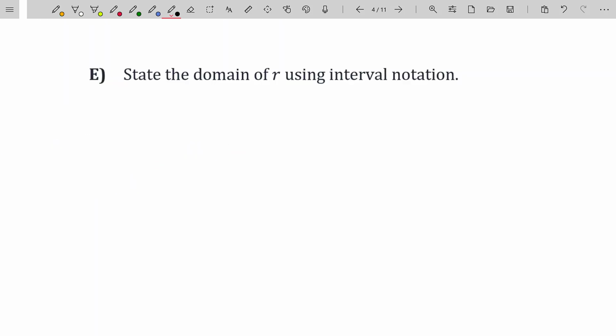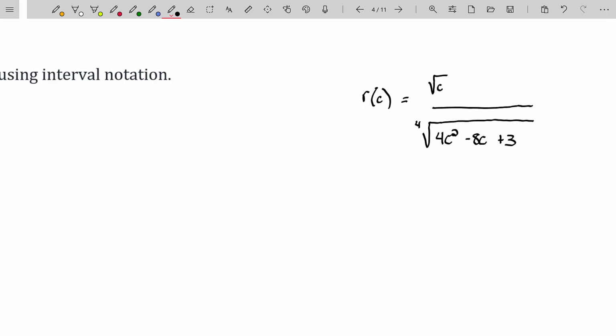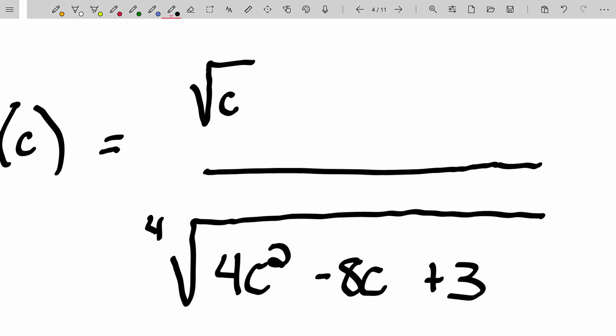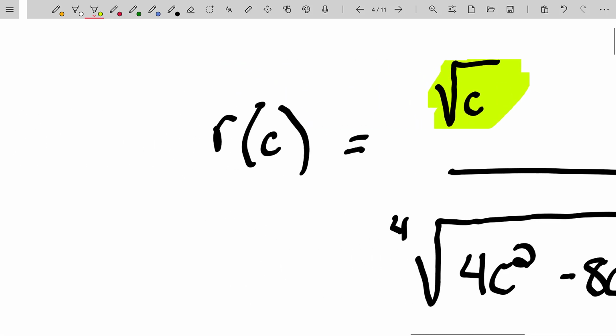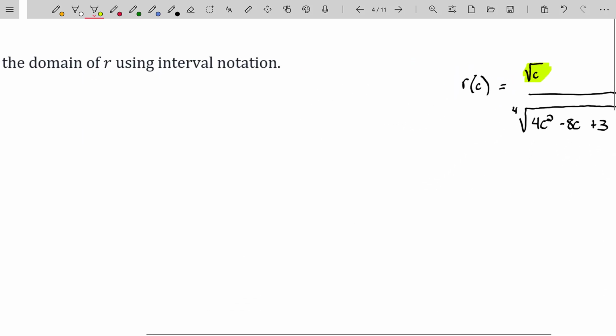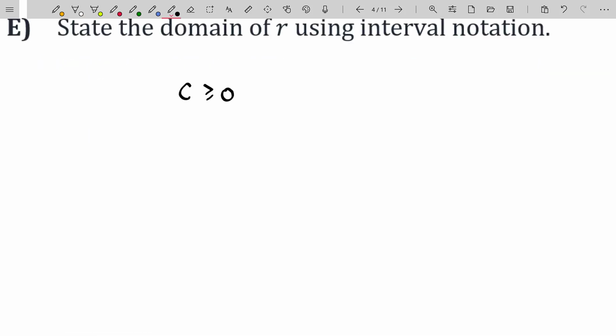State the domain of the function r using interval notation. So I wrote the function off to the side. I'm going to look at both numerator and denominator separately. So the domain is going to be restricted implicitly by these even indexed radicals. For example, in the numerator itself, the fact that we have the square root of c implies that c must be non-negative. So this is my first domain restriction on the function r, but it might get tighter than that.